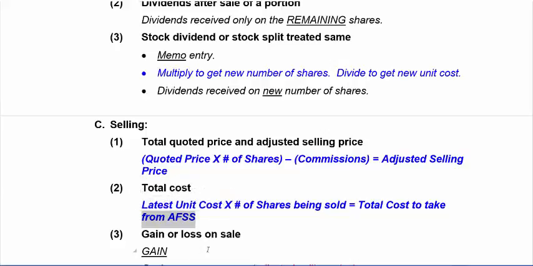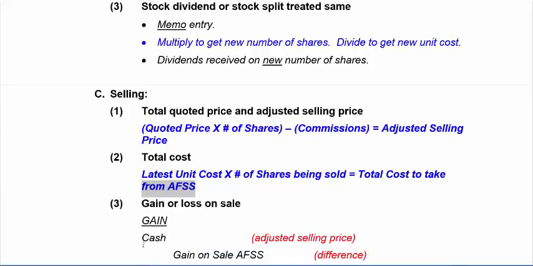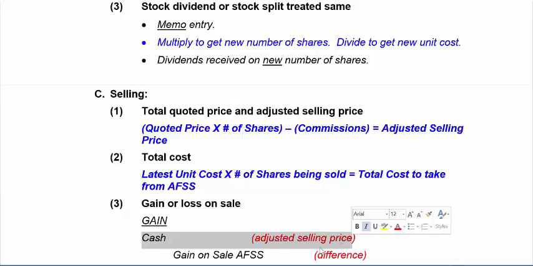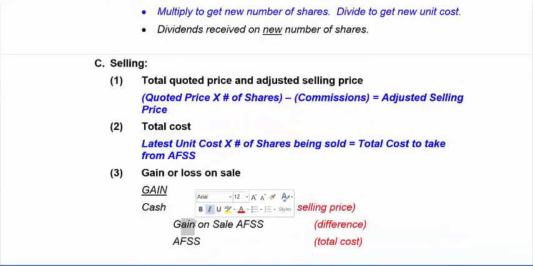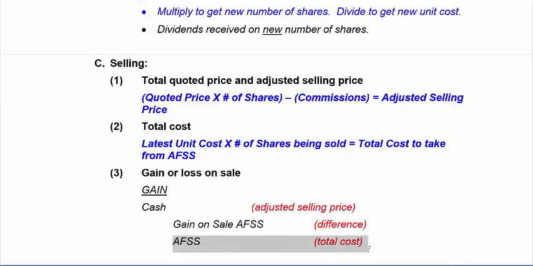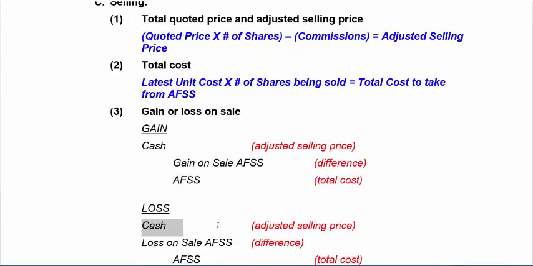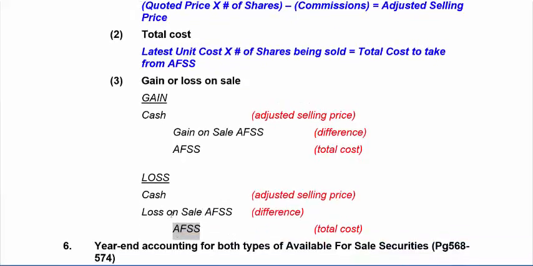And same kind of entry as you did for bonds or debt investments. Debit cash for the adjusted selling price, credit for a gain, debit for a loss, and credit available for sale securities for the cost of the stock that you're selling. In case of a loss, debit cash will be smaller than the available for sale credit, and so you'd have a loss.